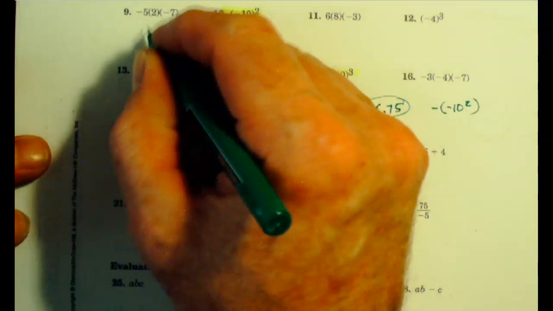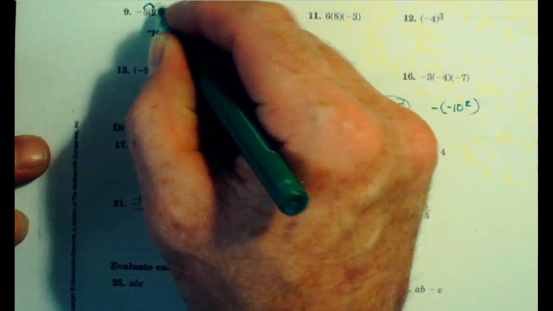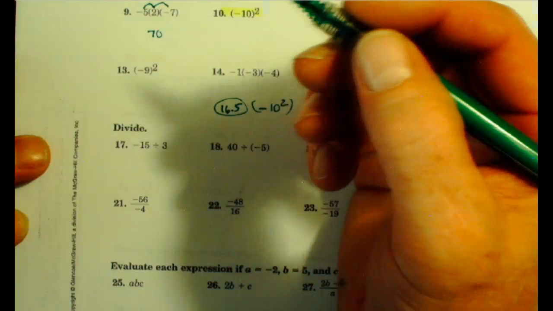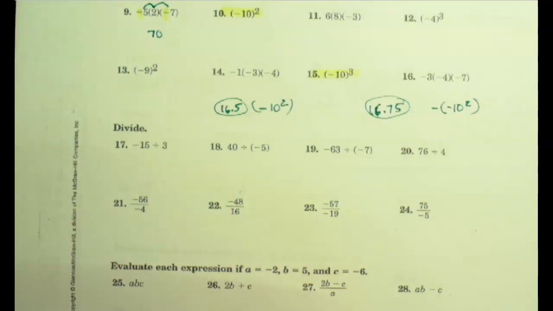I took a new sheet here. That's why this one was missing. This one here was 70. A quick way to do that I didn't explain is: just do 5 times 2 is 10, 10 times 7 is 70, and then count up the negative symbols. You've got one negative symbol and two negative symbols, so that's going to be an even number, so that makes it positive 70. But number 10 is a little bit more interesting.